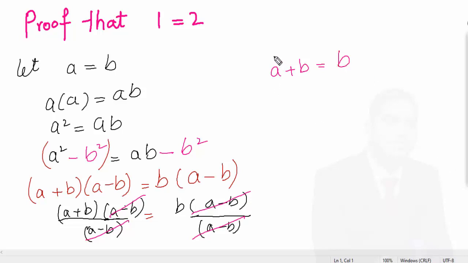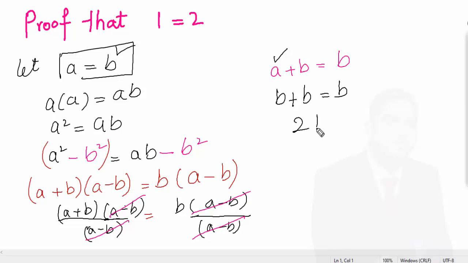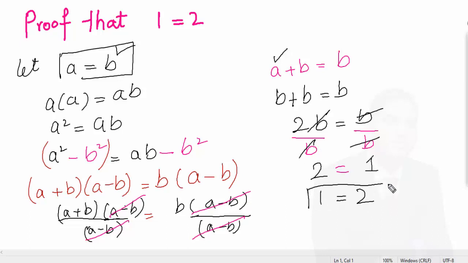Now replace this A with B as in the question A is equal to B. So I will write B here by replacing A plus B. Here is 2B, that is equal to B. Now divide by B on both sides. B cut, that is equal to 1. B and B cancel, that is equal to 2. So 1 is equal to 2.